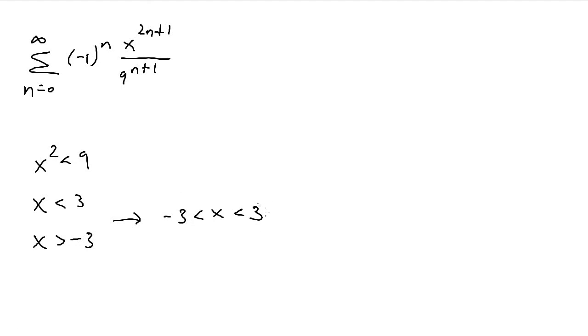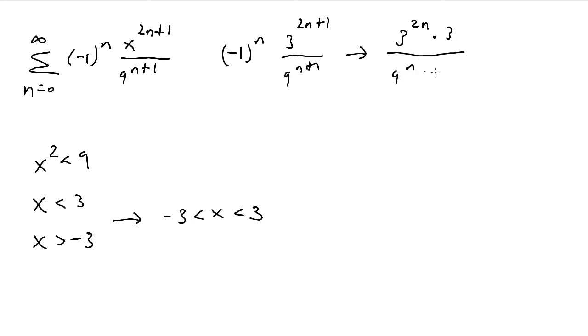So let's say I just plug in 3 for x into the series. So then we'll get negative 1 to the n times 3 to the 2n plus 1 over 9 to the n plus 1. Now I can rewrite 3 to the 2n plus 1 and expand it, and I can also expand 9 to the n plus 1. So then we'll get 3 to the 2n times 3 to the first, which is 3, over 9 to the n times 9 to the first. Now I can also rewrite 3 to the 2n as 3 squared to the n power, which is the same thing as 9 to the n.